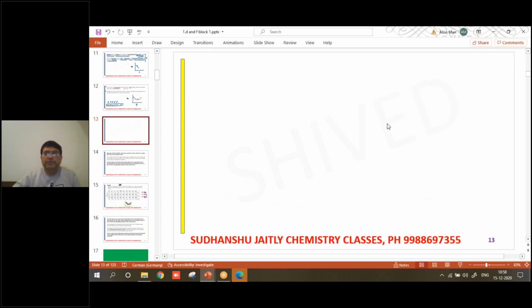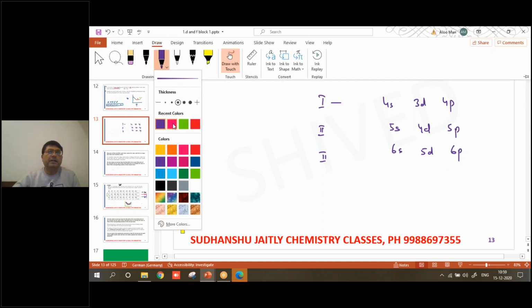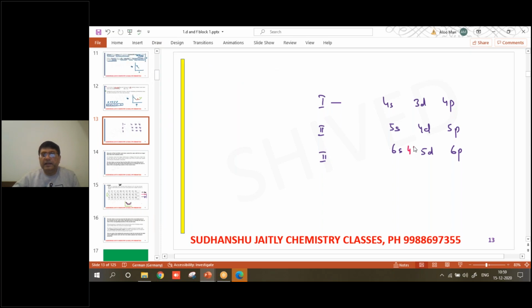The 4S, 3D and 4P, 5S, 4D, 5P. Now 6S. This is the first transition series, this is the second, and that is the third transition series. The 5D and 6P. Before you fill the 5D, a hidden one, 4F, is sitting there. 4F's shielding is even poor.